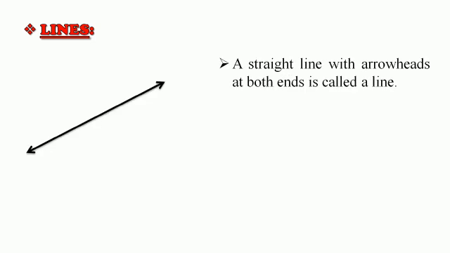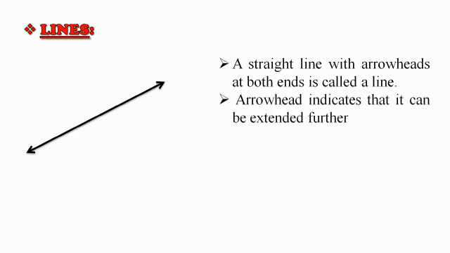The next shape is a line. A straight line with arrowheads at both ends is called a line. These arrowheads indicate that it can be extended further. It means that we can increase the length of the line from both the directions.